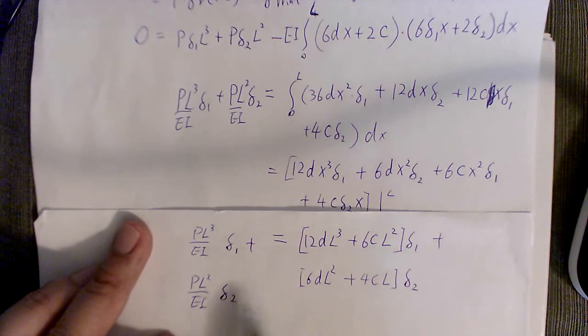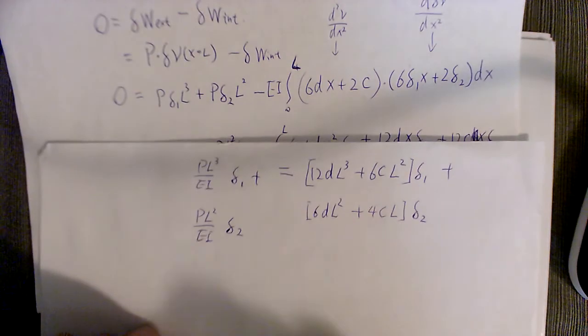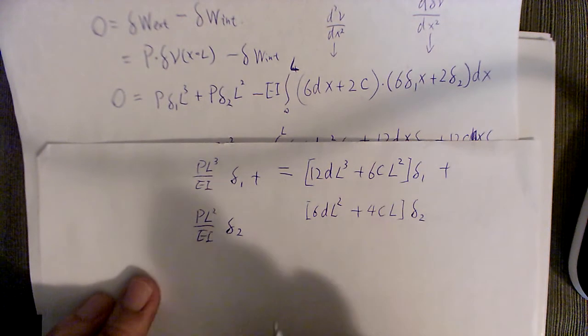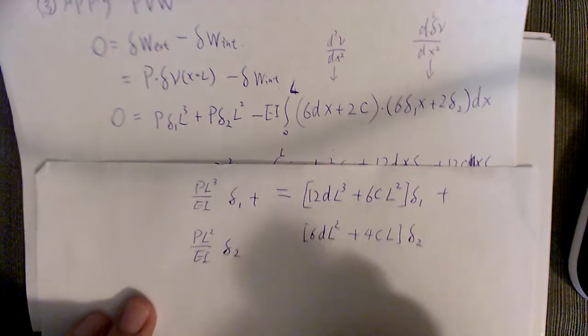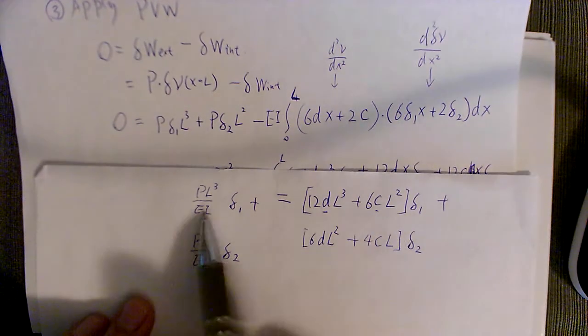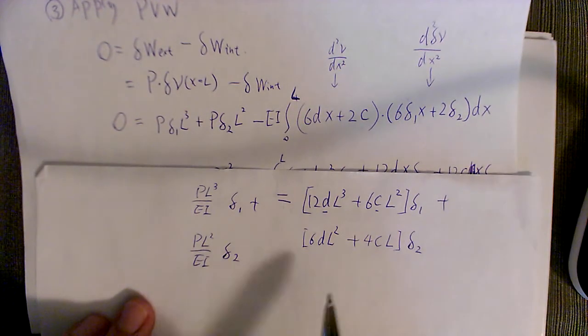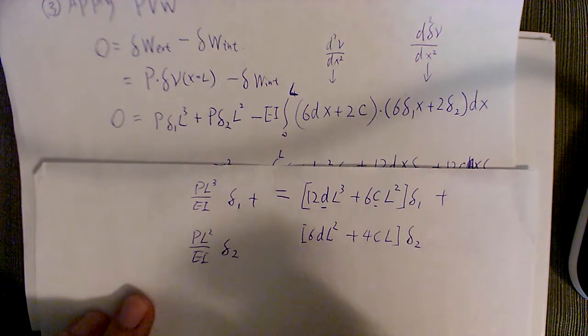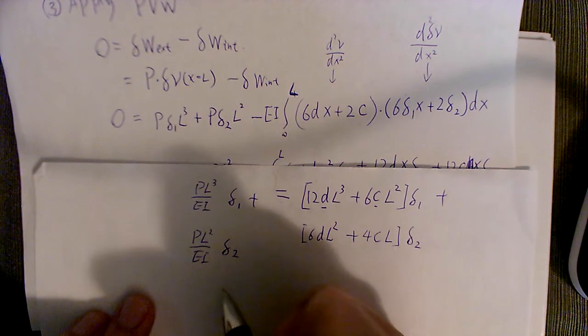So what happens is that you end up with two equations. And don't forget what we're looking for. We're looking for D and C. 2 equations, 2 unknowns. Looks like we could solve for C and D. So in fact, this is the beauty part.